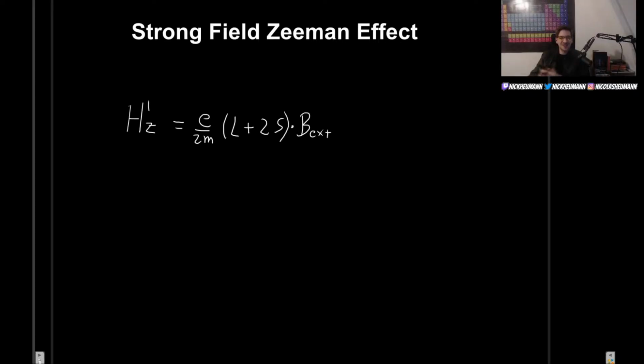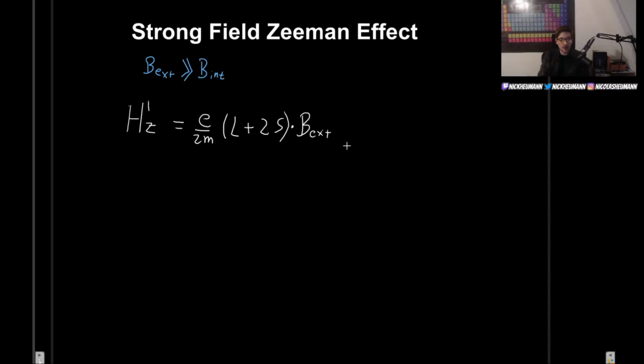Welcome. In this video, we will finally take a look at the strong field Zeeman effect. This is of course the case where the magnetic field that we apply onto the system, or the external magnetic field, I guess, depending on the situation, will be much larger than the internal magnetic field that comes from the motion of the electron. So the Hamiltonian for the Zeeman effect we have already seen.